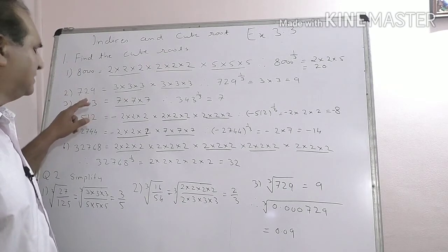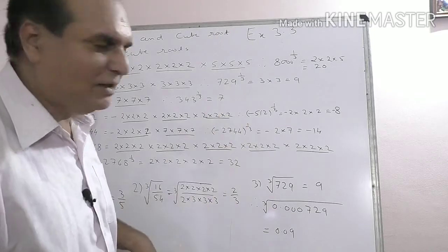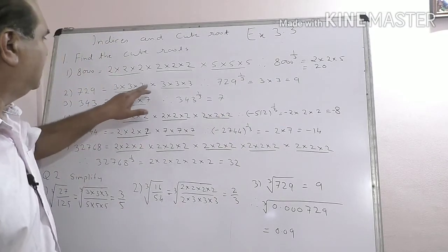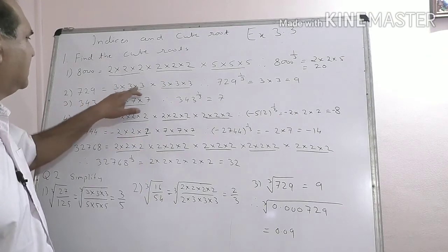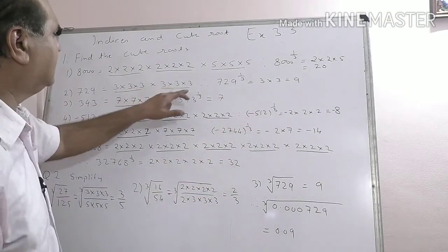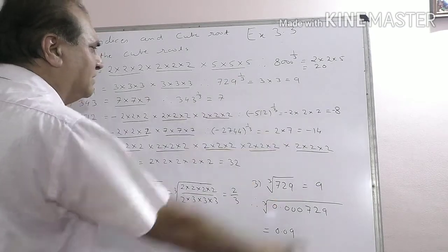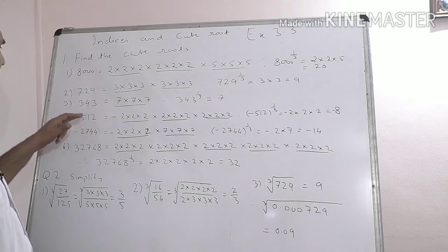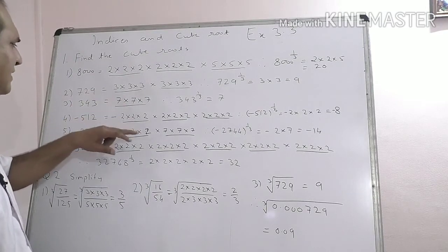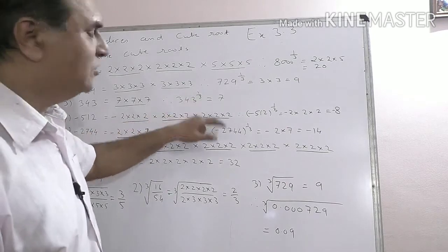729, factorize. If this is difficult, you can factorize vertically also. 3 into 3 into 3 into 3 into 3 into 3. So there are 6 threes. For 3 threes 1 three, another 3 threes 3. 729 cube root is 3 into 3, 9. Finish. 343, direct prime factor, 7 7 7. For 3 sevens 1 seven, answer 343 cube root is 7.